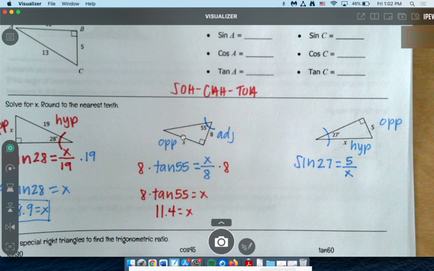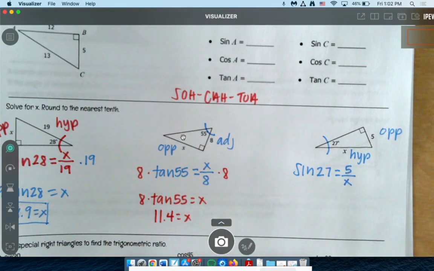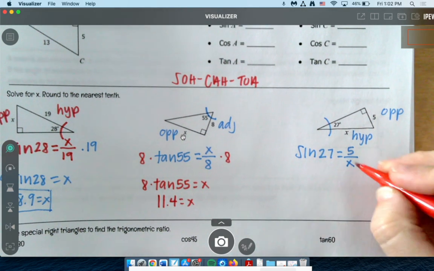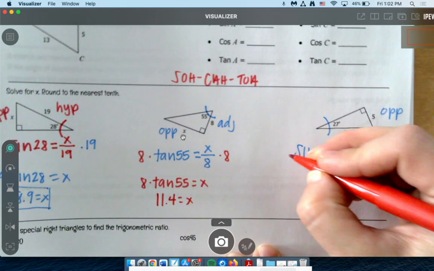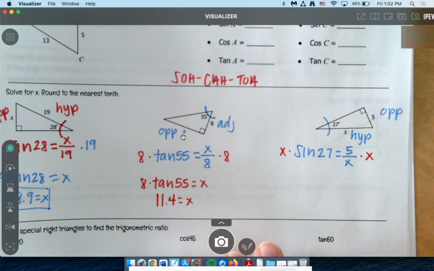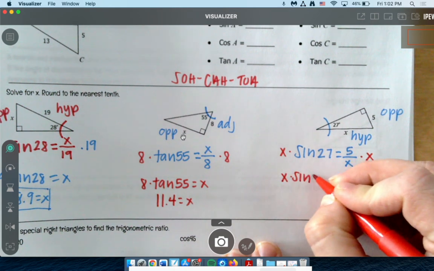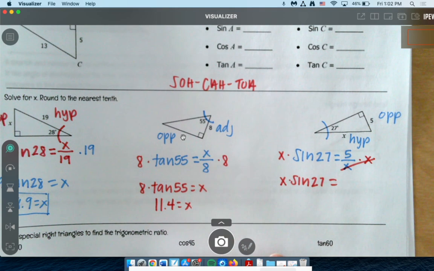Okay, so we haven't come across one yet where our variable is in the denominator. Don't let that freak you out. You guys know how to do this. So how would you get rid of divide by x? You would simply multiply both sides by x. So on the left side, you're going to have x times the sine of 27 equals, those x's would cancel, so it just equals 5.